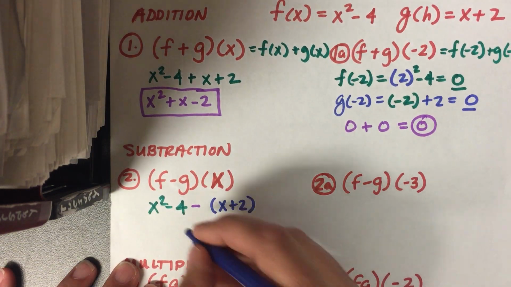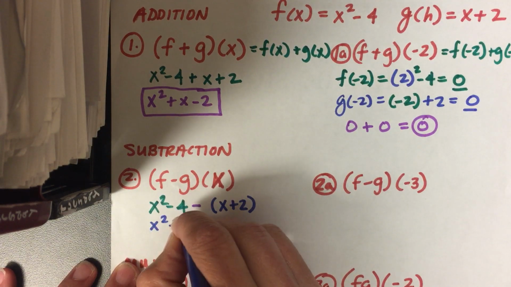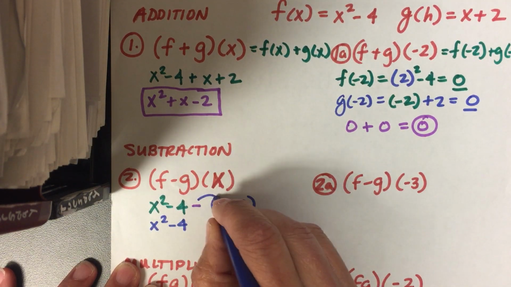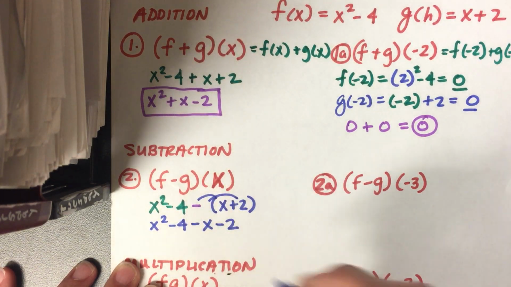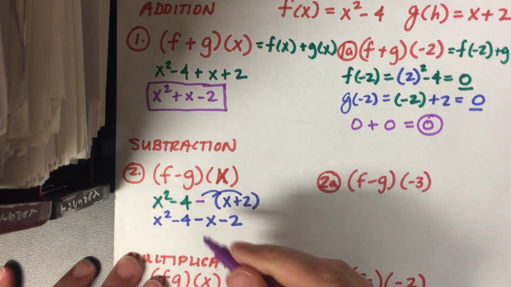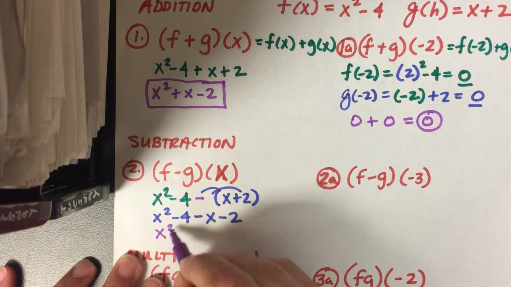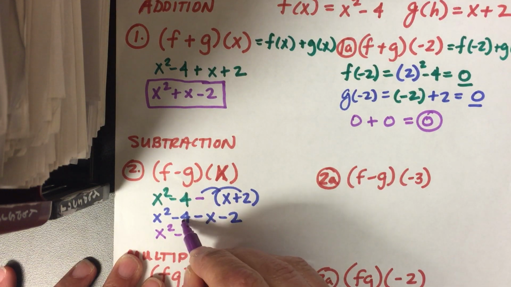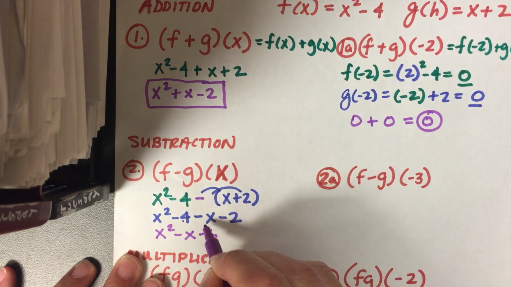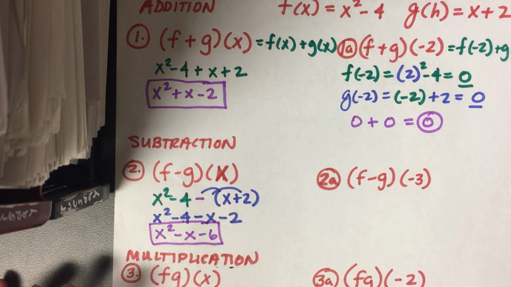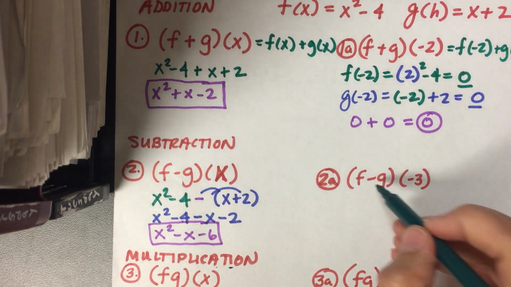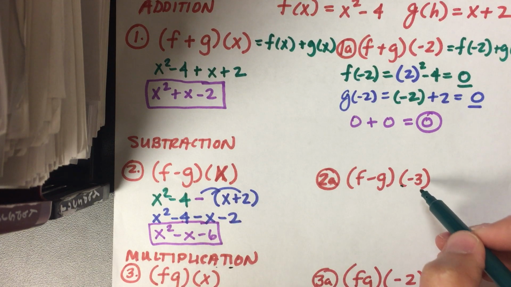So what that creates now is when you get rid of those parentheses, you end up with a negative positive, which is negative x, and a negative positive, which is a negative 2. So now you just combine your like terms. I have x squared minus x, and then negative 4 and negative 2 is negative 6, and you're done again. These are actually very simple compared to the other compositions that we were doing. Okay? So let's look at this example, f minus g of negative 3.